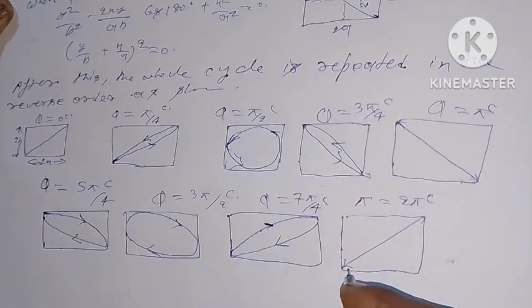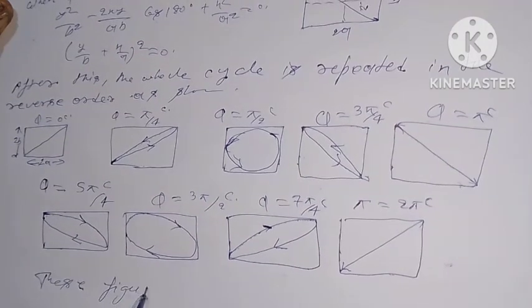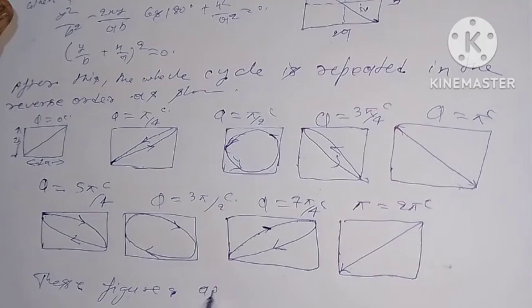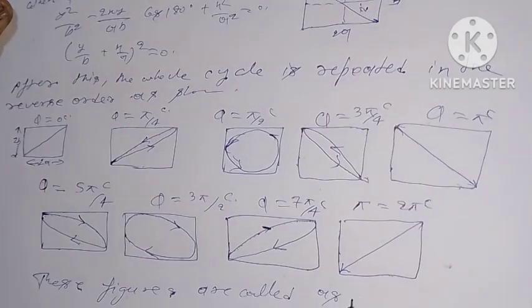These figures are called Lissajous figures.